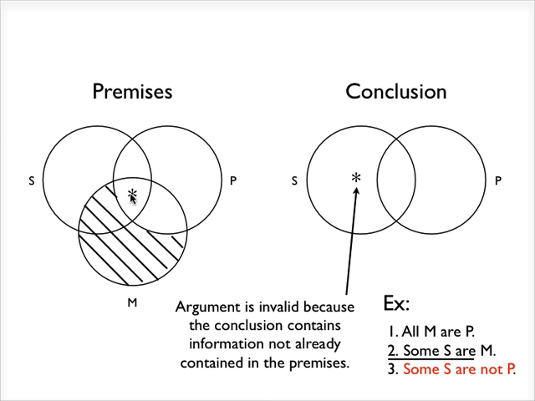And that is information that's not already contained in the premises, right? The premise, for example, says that there's something that is an S and that is a P. The conclusion tells us there's something that is an S but that is not a P. And that is a new claim. That's something that we can't tell from the premises. And when that happens, if you've got new information in the conclusion that's not already contained in the premises, that means that the argument is invalid. That's how the Venn diagram shows that the argument is invalid.